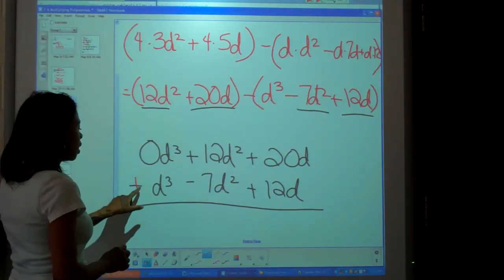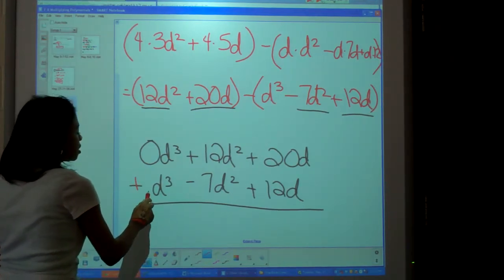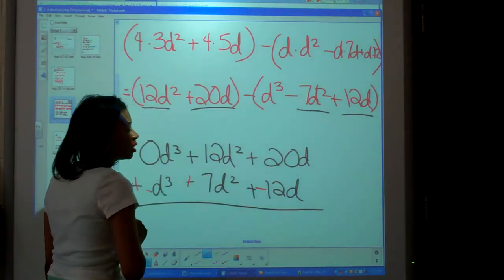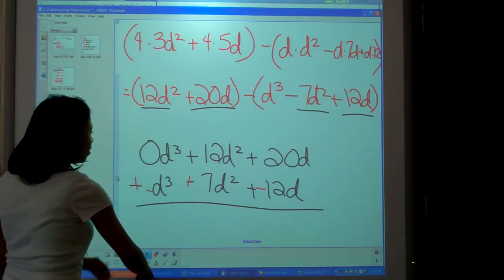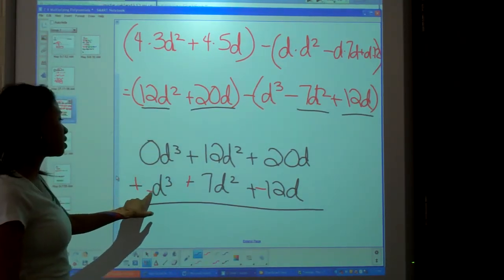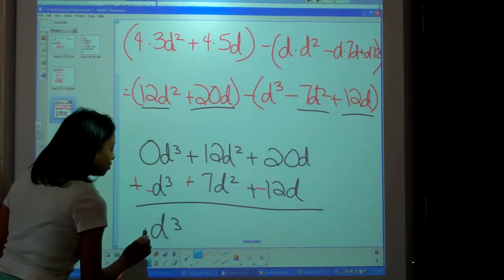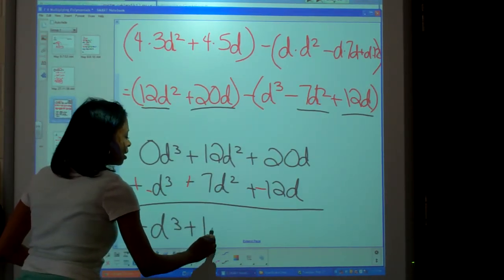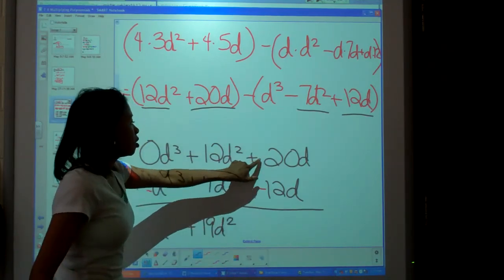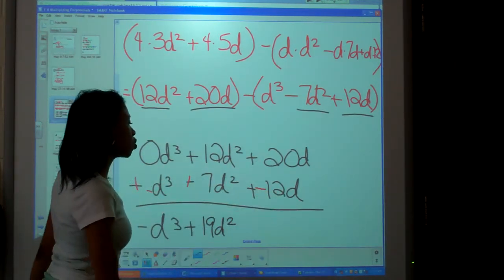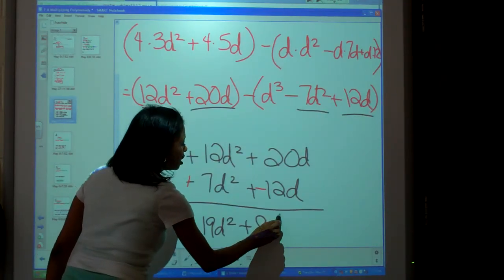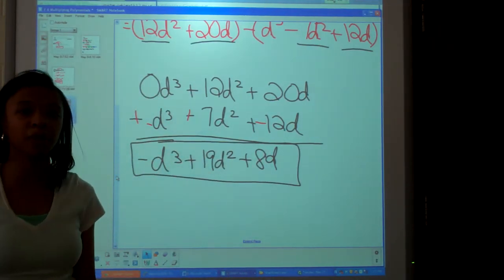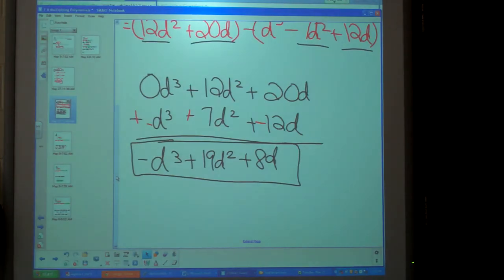Change this here. When I change that, that means the sign on everything goes to the opposite. This becomes a negative d cubed. This becomes a plus 7d squared. And this becomes a negative 12d. Now we can add them. 0d cubed plus a negative d cubed is going to be a negative d cubed. 12d squared plus 7d squared is going to be plus 19d squared. 20d plus a negative 12d is going to be plus 8d. And that is our final answer. So that's just going to be distributing a binomial with a polynomial. We'll talk about two terms in the next lesson.